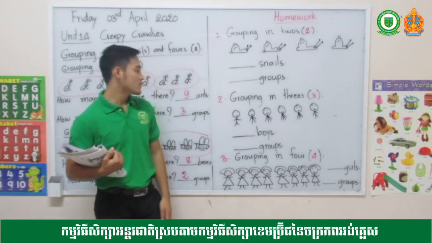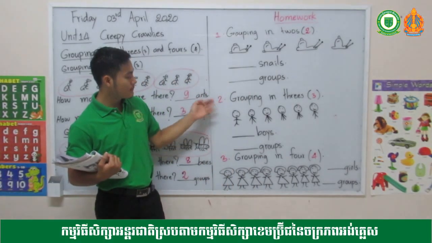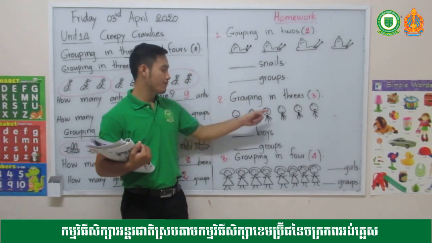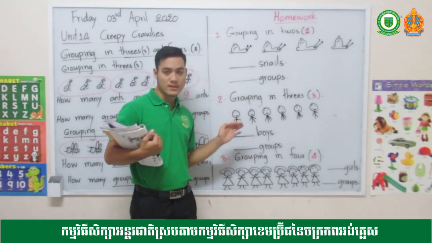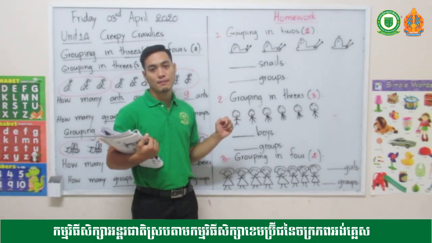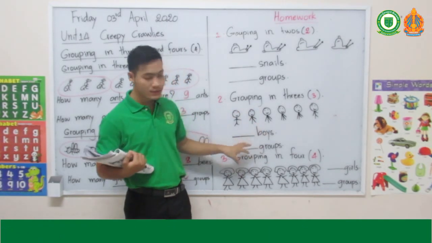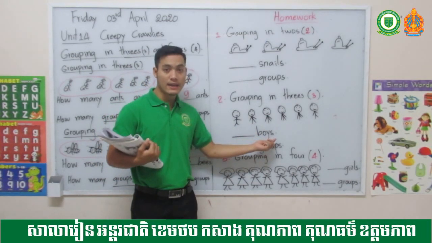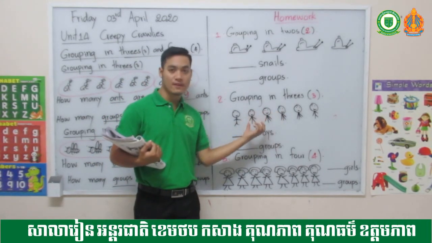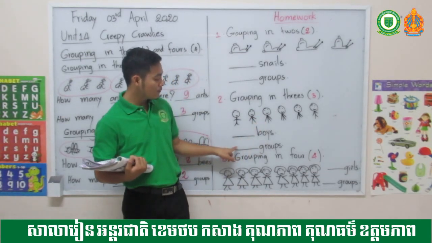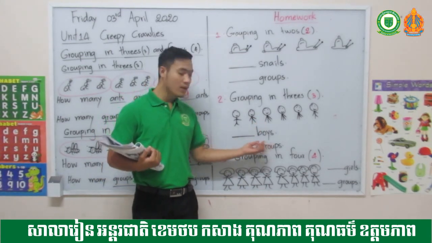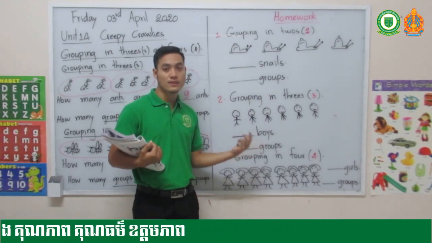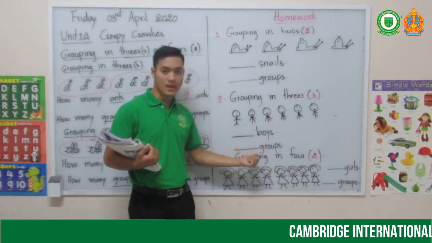Your homework number 2 is about grouping in threes. It means that you need to group the boys. In one group there are 3 boys. But here there are 2 questions too. Number 1, how many boys are there? So you need to count the boys first. And the second one is how many groups are there? So after grouping the boys into threes, how many groups are there?